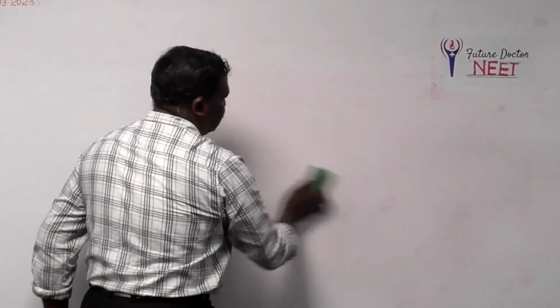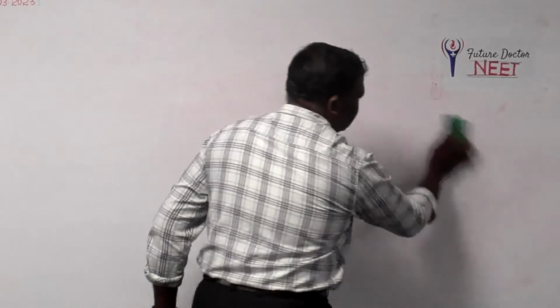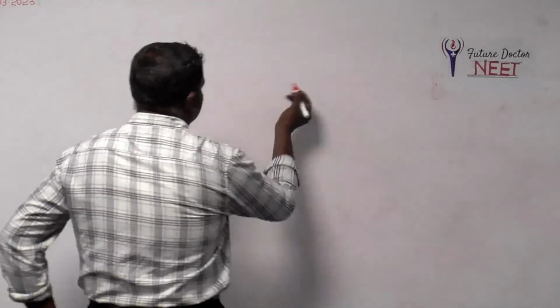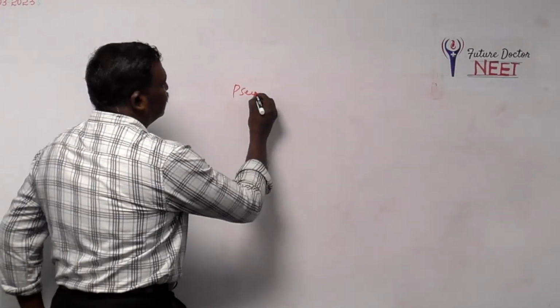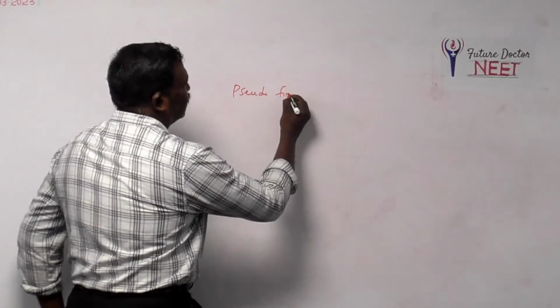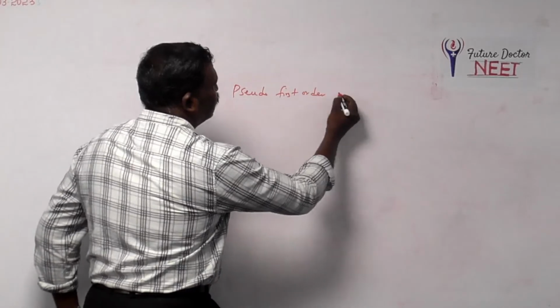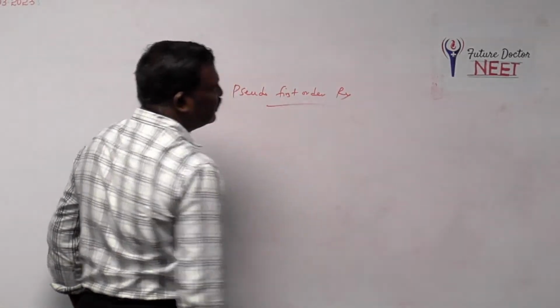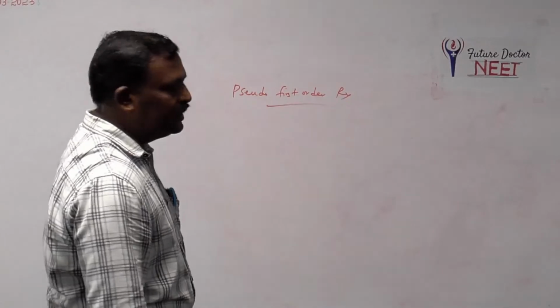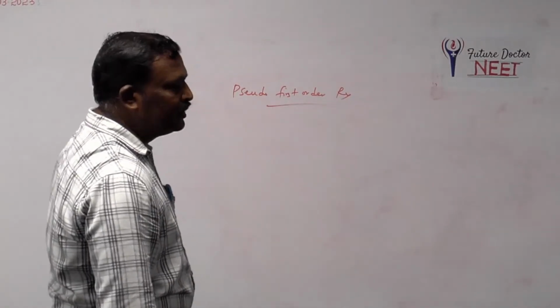Then only one equation, the Arrhenius equation, I will complete. The Arrhenius equation and pseudo first order reactions. What is the importance of the Arrhenius equation and pseudo first order reaction? Before that I will tell the pseudo first order reaction. Just write. What is pseudo? Pseudo means false.